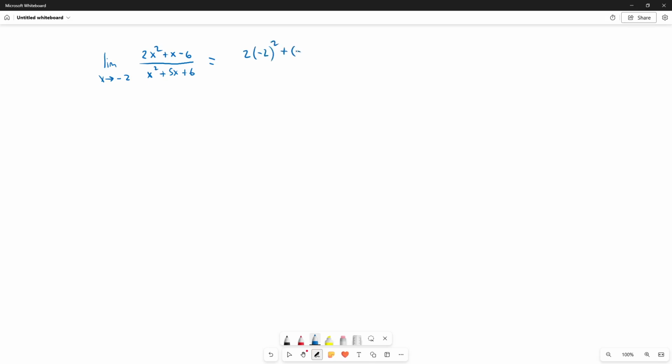So if we do that, what do we get? In the numerator, it looks like 4 times 2, which is 8, minus 2 minus 6, which is going to give us 0. And on the bottom, it's going to be 4 minus 10 plus 6, which is also 0. So we get the indeterminate form 0 over 0. And so this is not a number, so that's not an answer.